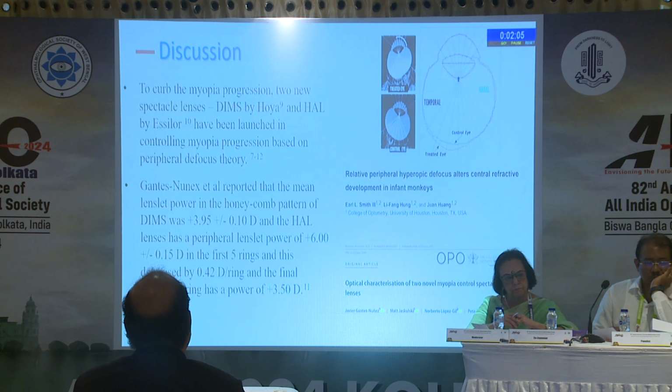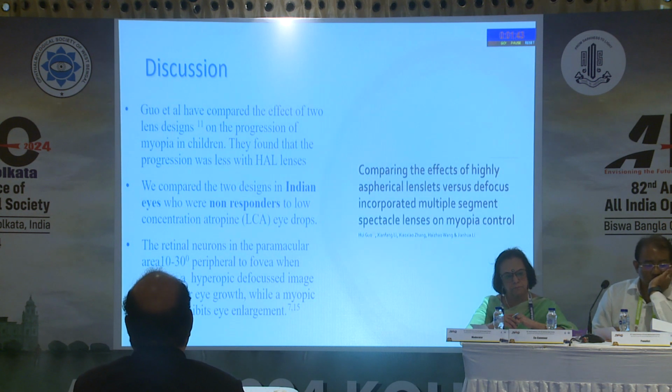To curb myopia progression, these are the two new glasses launched around 2-3 years back. DIMS was launched 2 years back, and HALT was launched 1.5 years back. There are some morphological differences between the glasses. The DIMS has around plus 3.95 diopters of peripheral refraction, whereas HALT lenses have a variable peripheral refraction. It has been shown that HALT lenses fare better than DIMS in head-to-head comparison, so we compared them in Indian eyes. This is the first study to compare the two peripheral defocus lenses in Indian eyes.